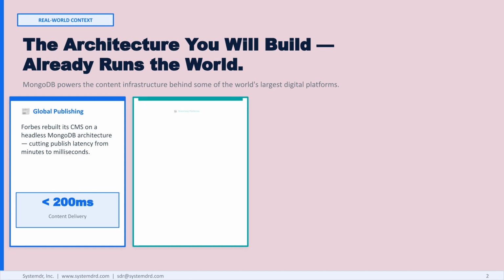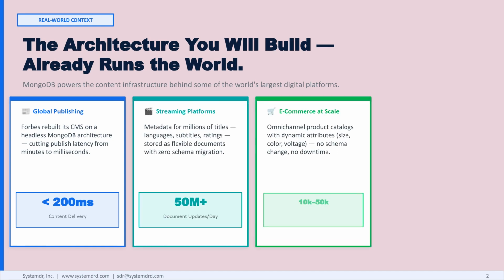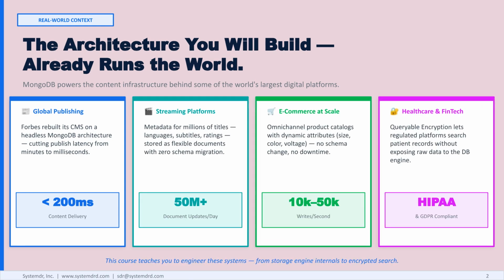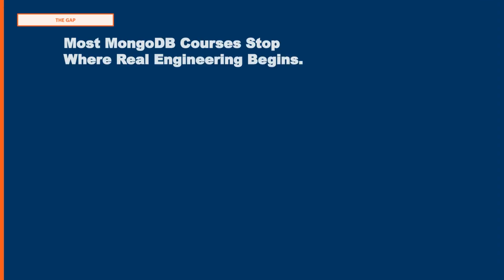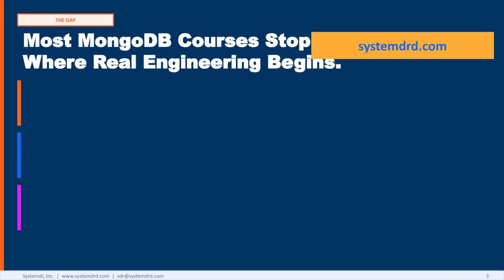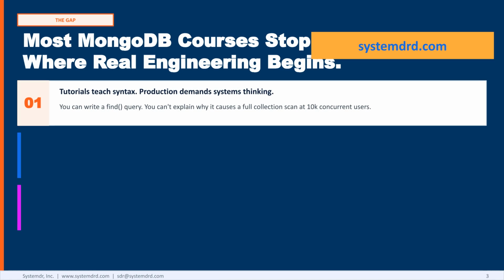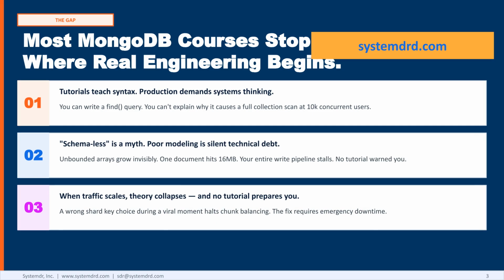MongoDB powers infrastructure for global publishing, enabling content delivery under 200 milliseconds. Most MongoDB courses stop where real engineering begins. They teach syntax, not systems thinking. You need to understand why a simple query can lead to a full collection scan at 10,000 concurrent users, and how poor modeling leads to silent technical debt.